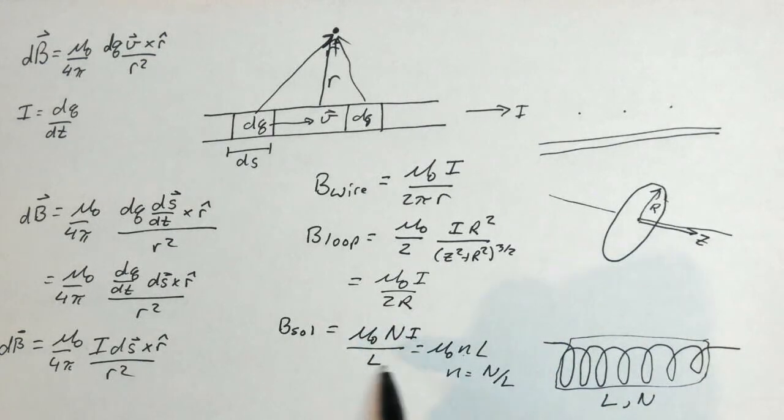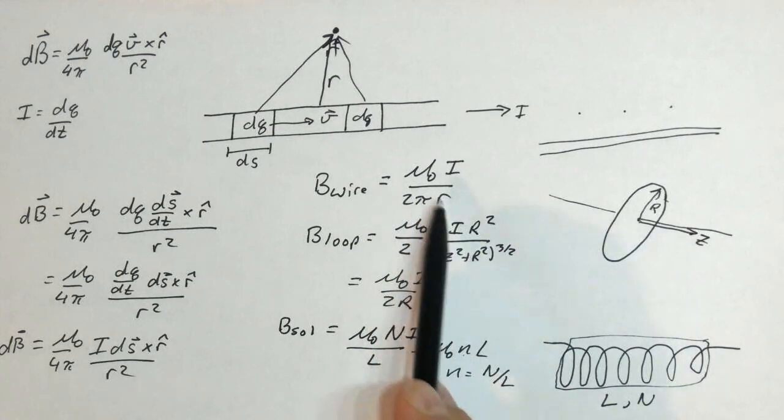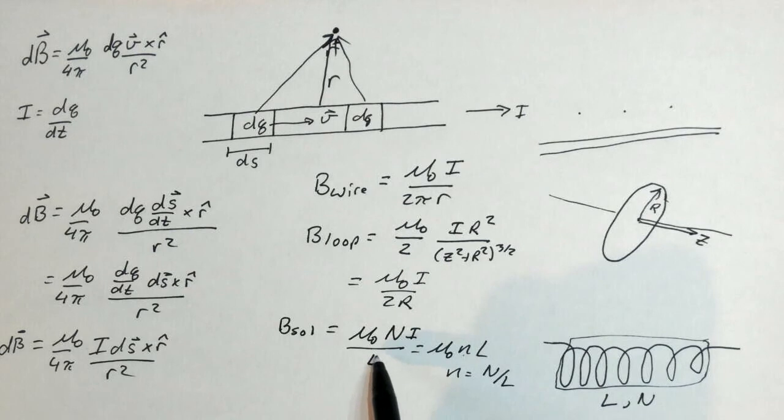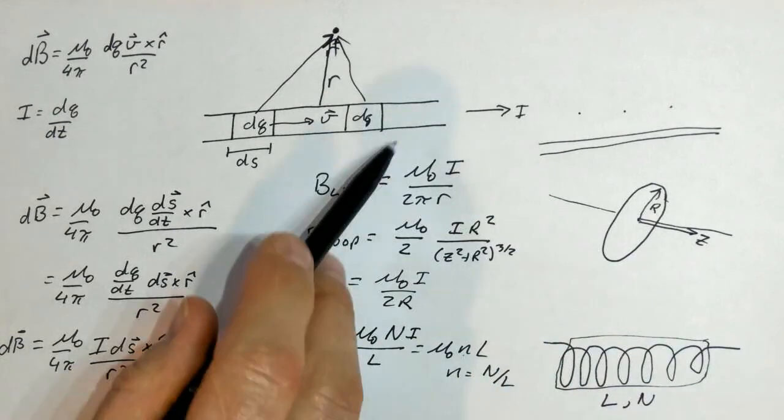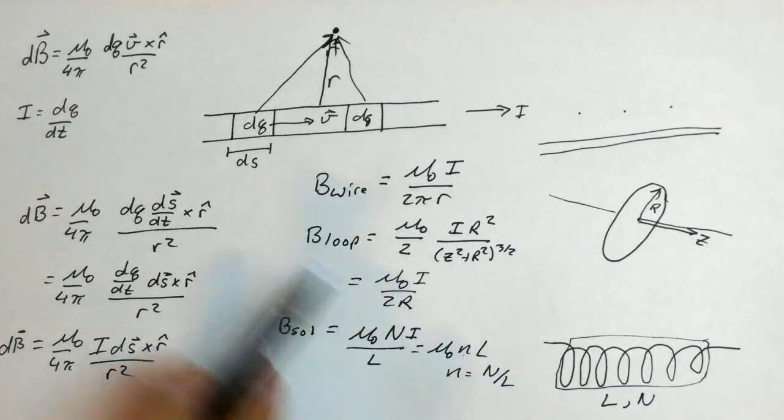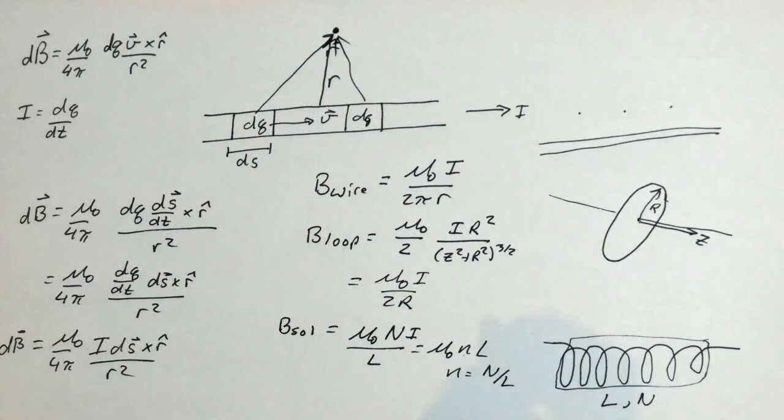And look at this. There's no distance dependence. I don't see any R's, any Z's here. This is just a number. Mu naught's a number, the length is a number, I's a number, N's a number. So it doesn't matter where you are inside this, it's constant. And because it's constant, we can do powerful things with it. So remember that the solenoid is super important. Now these are all derived in the text. I'm going to leave those derivations for the text. We're going to focus on using these.